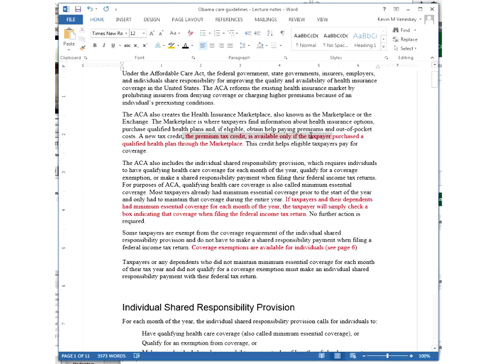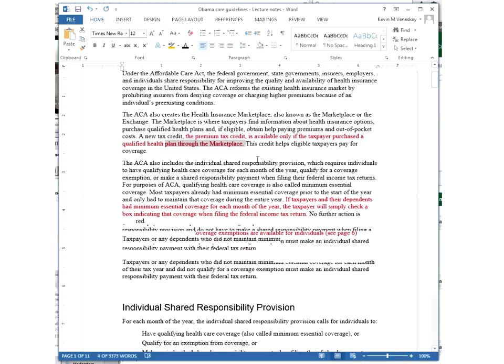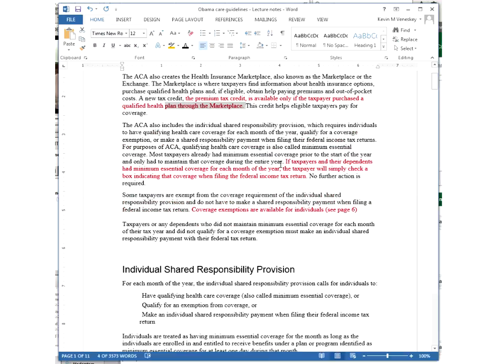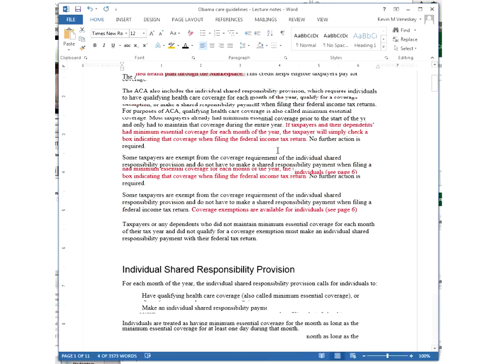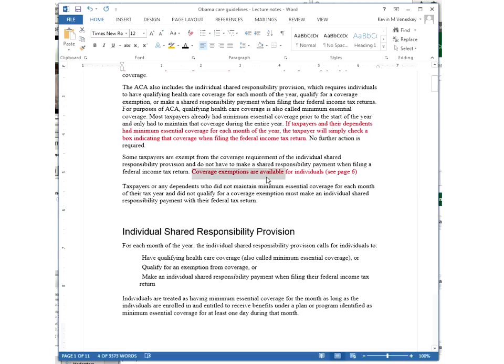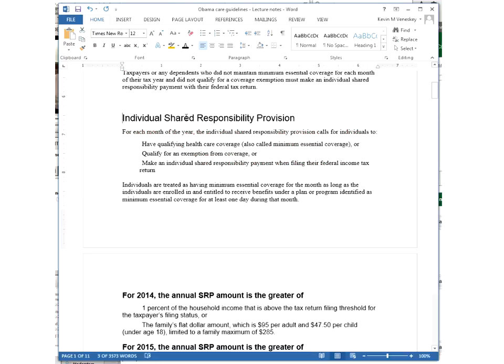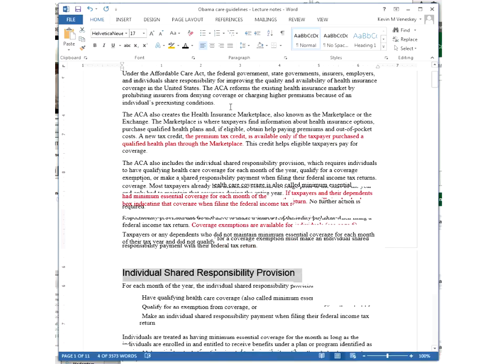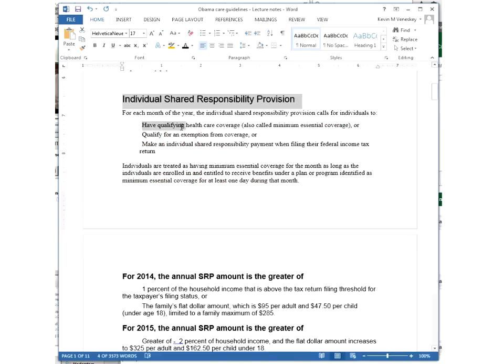If anybody is possibly looking at the premium tax credit, the only way that that's available is if you got insurance through the marketplace. One key item: everybody is required to have health insurance for every month of the year. There are some exemptions that we'll look at in a little bit. Scroll down to page 6. This was kind of a brief overview, basically, of what everything up above was about. So if you read through it, you'll see that.